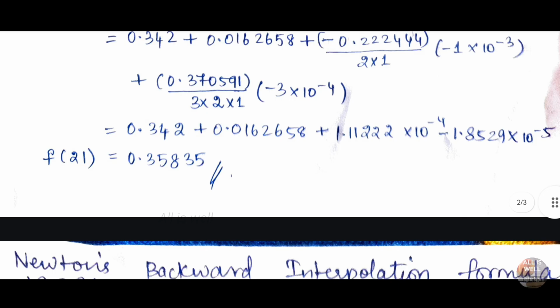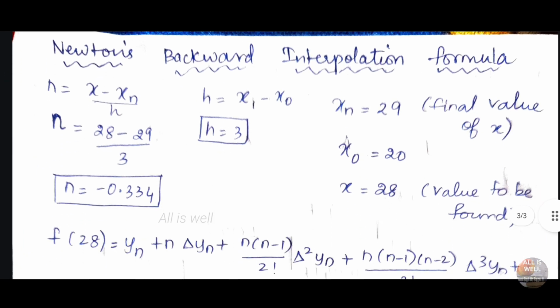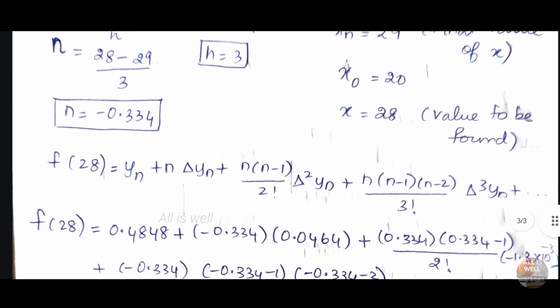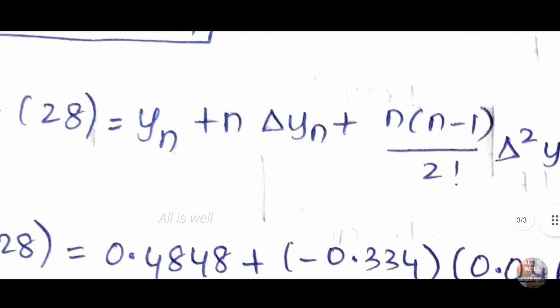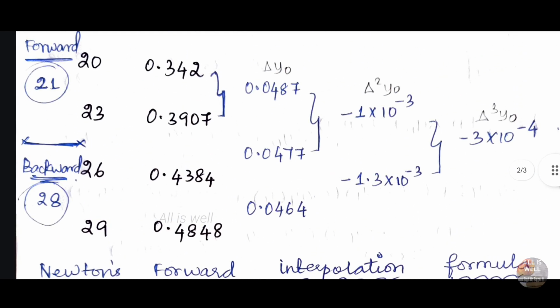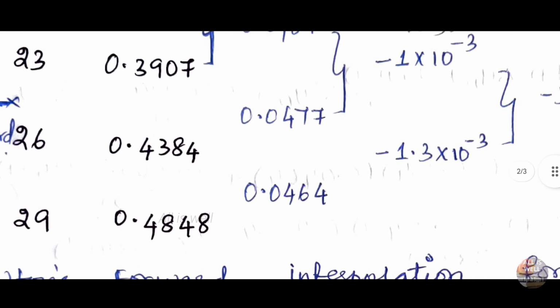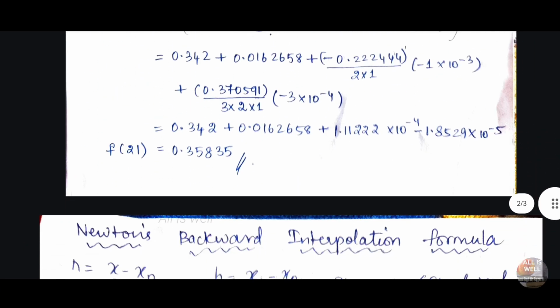Next, find the value of y when x is equals to 28 using Newton's backward interpolation formula. As before, find the value of n and h. H remains the same, that is 3, and x is the value to be found, xn is the final value of x. Substitute all the values of yn, del square yn and del cube yn using the interpolation table calculated. The final values of the table are the values to be taken. The value of del cube y0 and del cube yn will be the same.